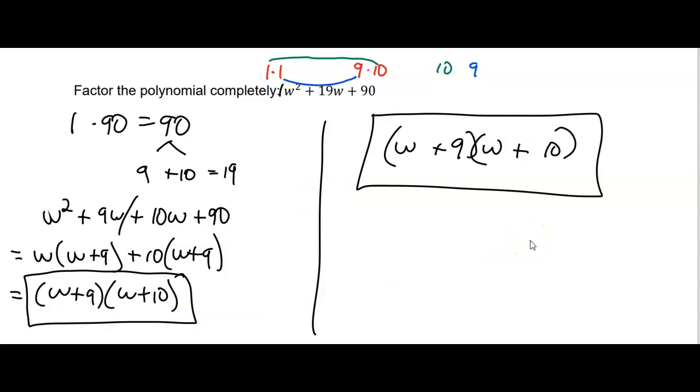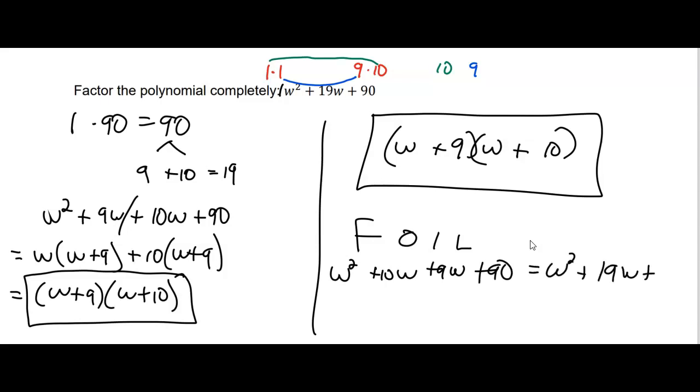The way to check to see if the answer is correct is to go back through the FOIL process. The first product would be w squared, the outer product is plus 10w, the inner product is plus 9w, and the last product is plus 90, giving us w squared plus 19w plus 90. And we know this is correct. Obviously don't box that, that's not the correct answer, the factored form is.